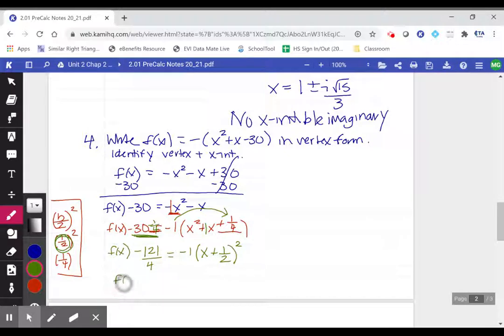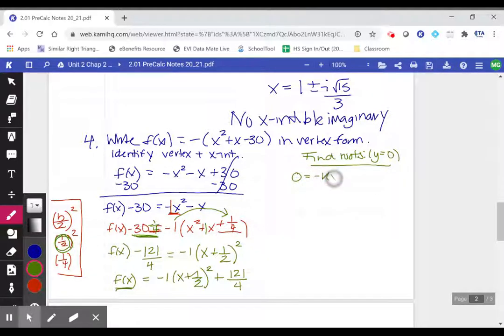And then all we're going to do is add over our 121 over 4. So I have negative 1 times x plus 1/2 squared plus 121 over 4. And then I want to find the roots. So that's where y is equal to 0. And we're going to put 0 in for this f of x. So we set the whole equation equal to 0. And then we're going to isolate that x value.